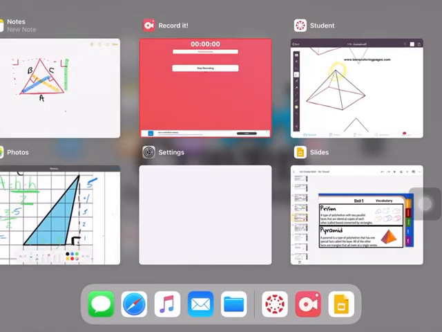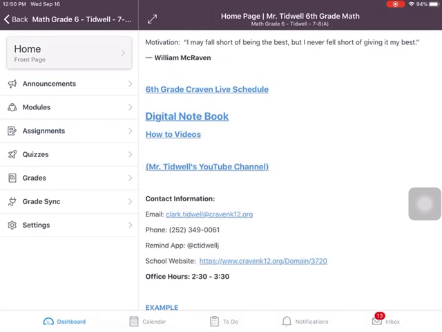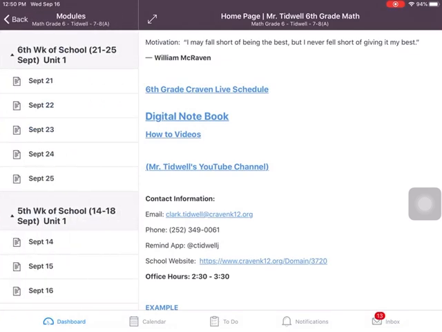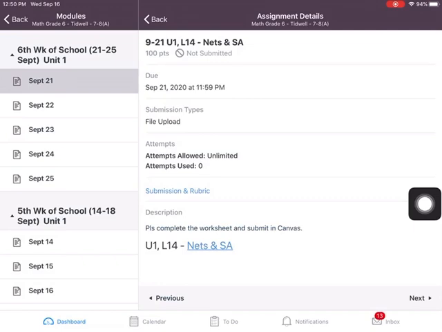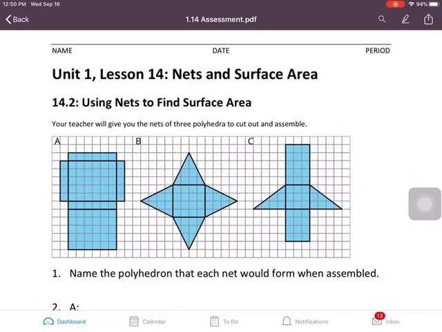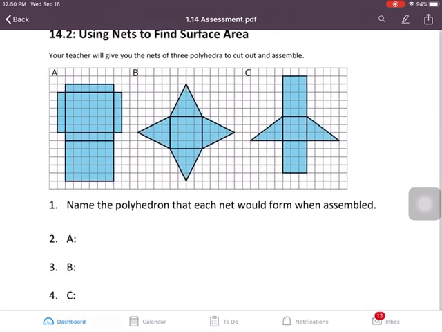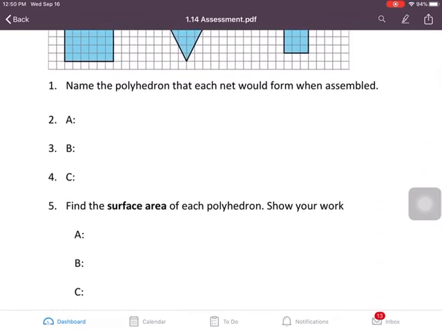All right, let's go to the assignment for today and we can do a quick example. So we're gonna go to today's module. Today's lesson is on the 21st. Assignment is nets and surface area. Okay, so the first question says, name the polyhedron that can be found by this net. I gave you guys several examples, so I don't want to go over that one. If you need to refer to your notes, you can.